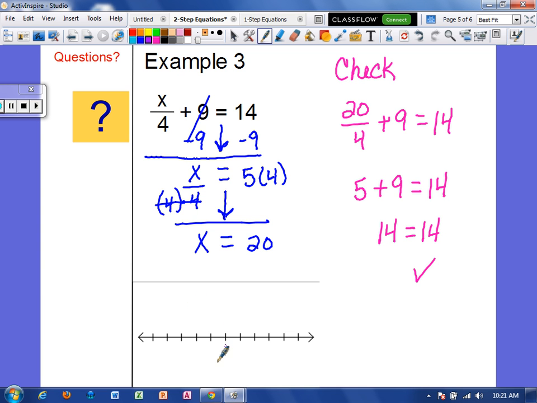And now I'm going to graph. So I'm going to put 20 in the middle, fill in some other numbers, and I want a filled in circle at 20.